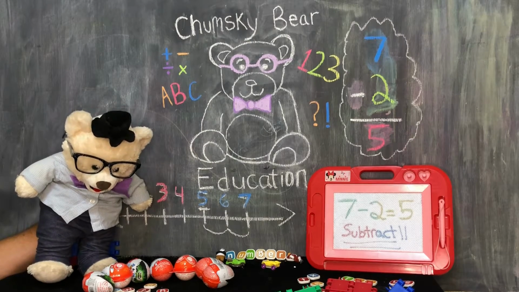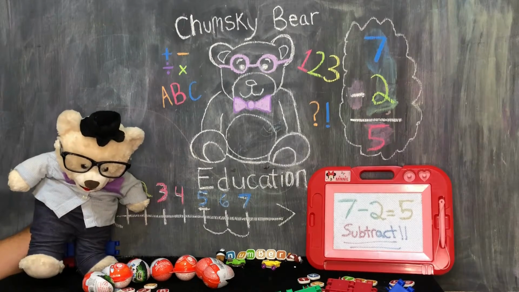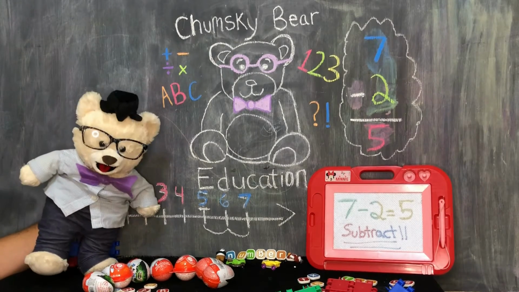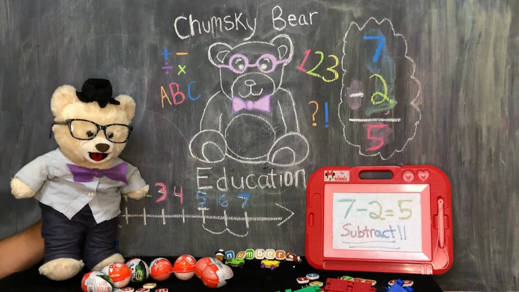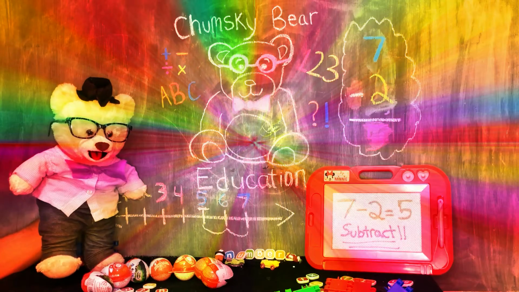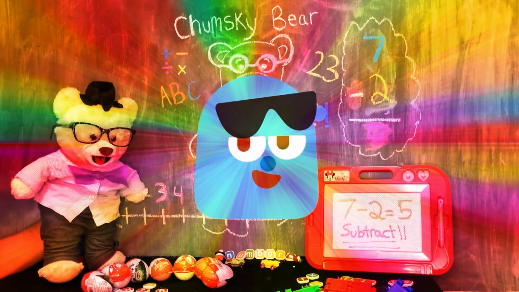Well, you know what, Chumsky? I think it's a good idea if I take away all your chocolate eggs so you don't eat any more and you don't get sick. Do you know what we just did? If I take away all your chocolate eggs, we did subtraction. Yep, big word. That means we're taking away something. See, you did math and you didn't even know it.